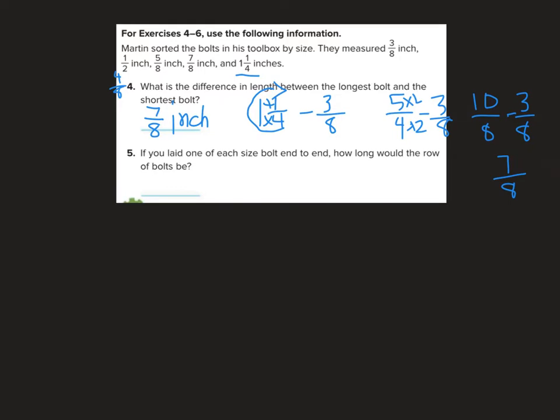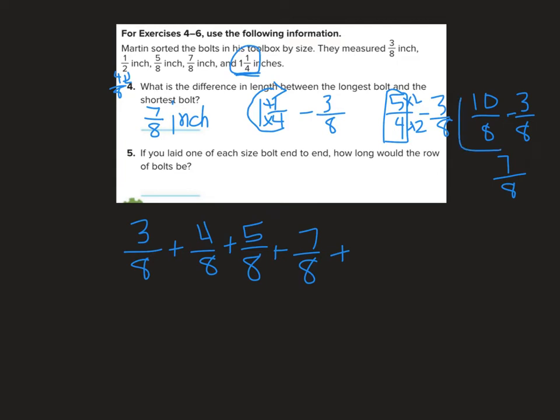If you laid one of each size bolt end to end, how long would the row of bolts be? Okay, so now we're adding. So we're adding 3/8 plus 1/2. I'm going to write it as 4/8 because we need common denominators. Plus 5/8 plus 7/8 plus, I'm going to write my 1 1/4 as an improper fraction. So that was 5/4, but then to get 8ths, we did 10/8. So I'm just going to use that.